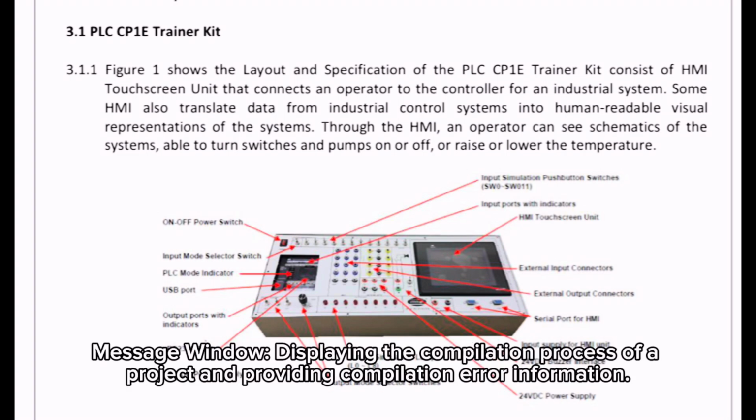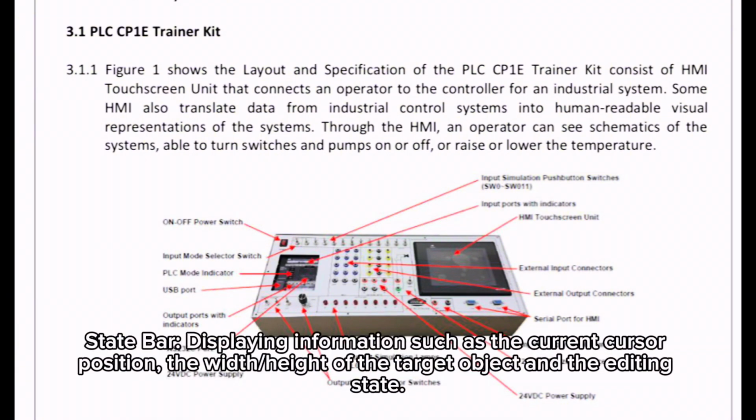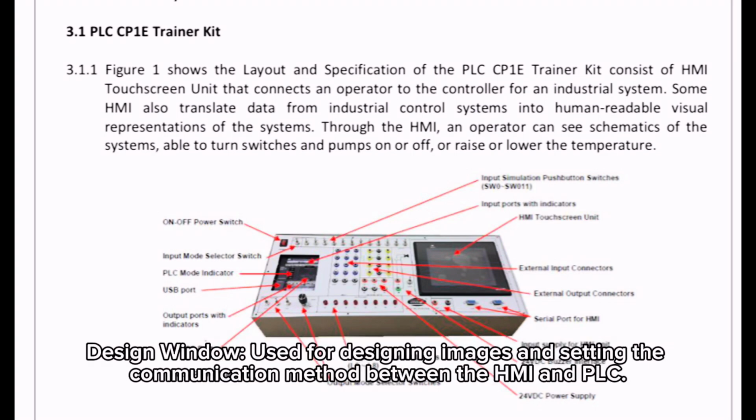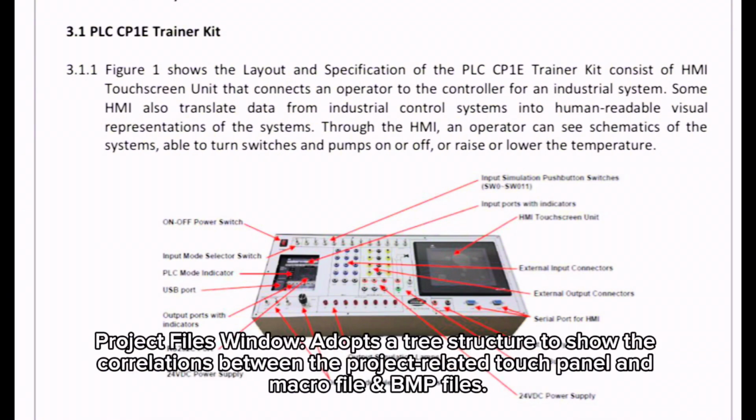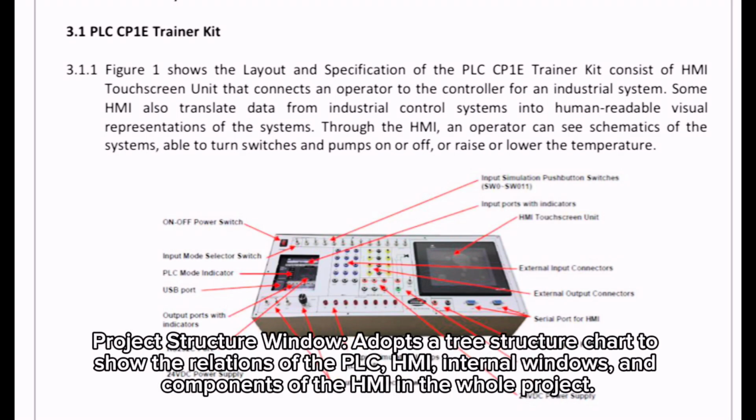Message window displaying the compilation process of a project and providing compilation error information. State bar displaying information such as the current cursor position, the width or height of the target object, and the editing state. Design window used for designing images and setting the communication method between the HMI and PLC. Project Files window adopts a tree structure to show the correlations between the project-related touch panel and macro file and BMP files. Project Structure window adopts a tree structure chart to show the relations of the PLC, HMI, internal windows, and components of the HMI in the whole project.